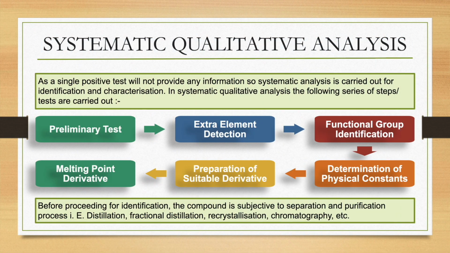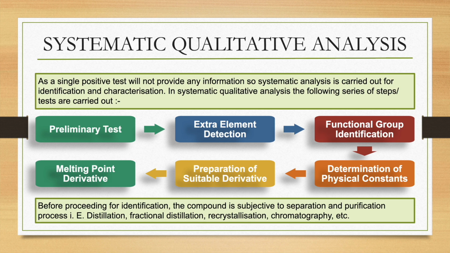Now comes the important part, that is systematic qualitative analysis. Basically, this technique can be divided into 6 steps. The very first one is the preliminary test. In this, we see the compound's color, its odor, its nature. We subject it to tests like solubility, unsaturation, and flame test. Then, coming to the second step, that is the extra element detection test. In this, we basically detect whether our compound has nitrogen, sulfur, halogen, etc. present in it or not.